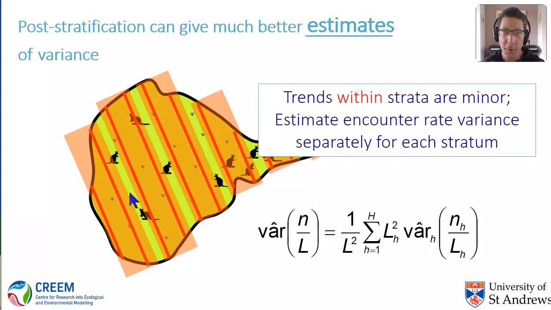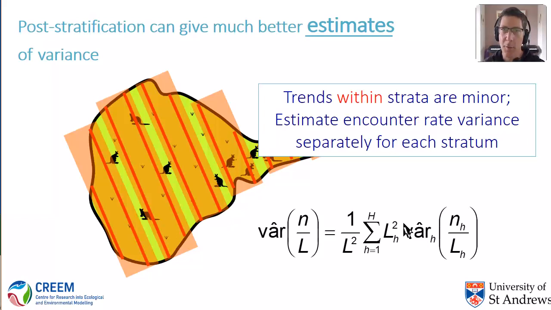And the idea is that the trends in density within these strata are small. So there isn't a big density gradient between these two. And so using a random variance estimator within this stratum for encounter rate variance that assumes random lines is not going to be too far wrong. And so I'll use a random line variance estimator for this stratum and this one and this one and this one and this one. That's what this is here. This is the variance of encounter rate within the strata.